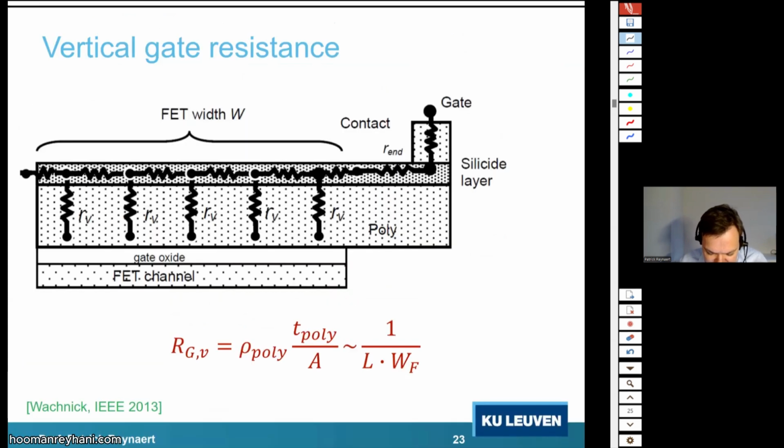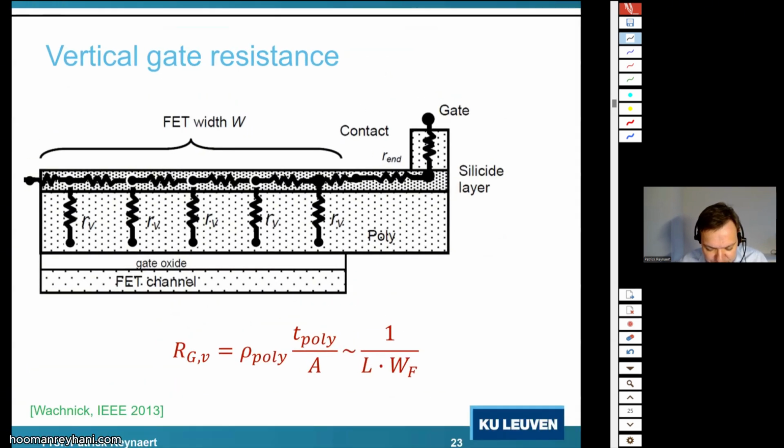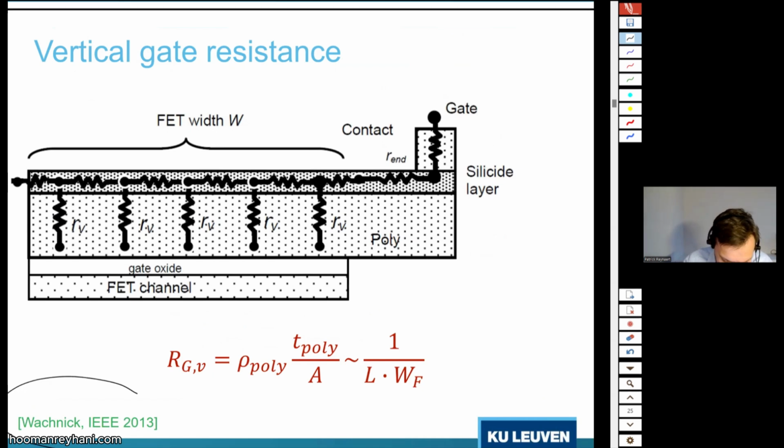If you're interested in the vertical gate resistance and reading more about it, I think this is an interesting paper on the topic. So it shows again the silicide layer on top of the polycrystalline silicon. Remember that this would be the situation for technologies above, let's say, 28 nanometer. After that, we went to metal gate again.